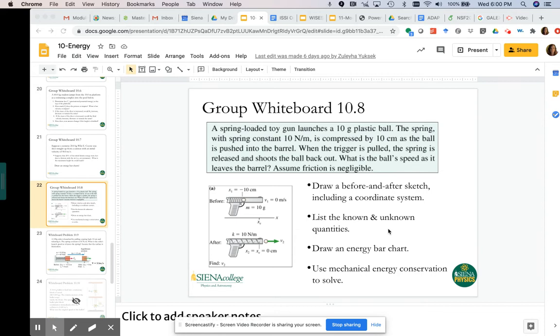The spring has a constant, so k is 10 newtons per meter. It's compressed by 10 centimeters. That's my delta x, 10 centimeters or 0.1 meter. When the trigger is pulled, the spring is released and shoots the ball back. So what's the ball's speed as it leaves the barrel?